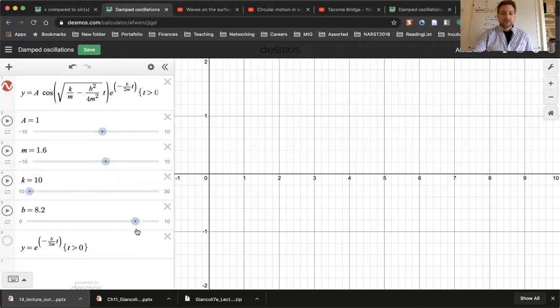What happens if the value of b gets too large? What happens if this term, b squared over 4m squared, becomes actually larger than k over m? Then the subtraction means that there's a negative number under the radical, which is a thing we can't do. We're starting to imagine stuff.